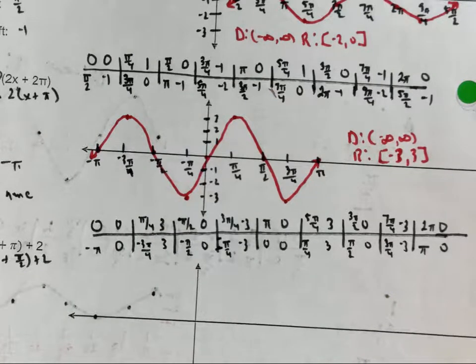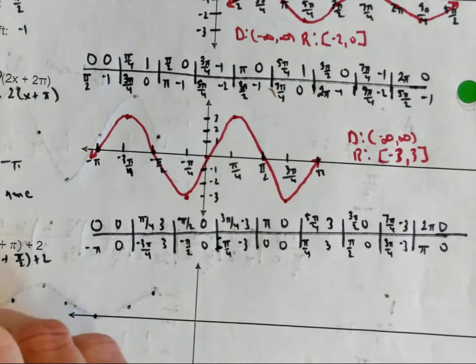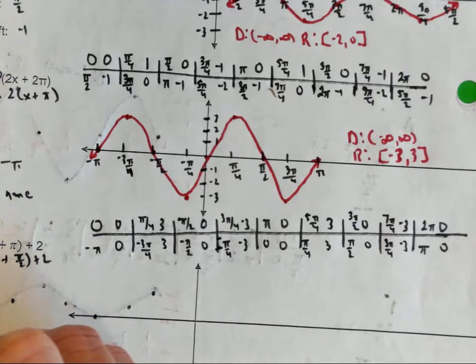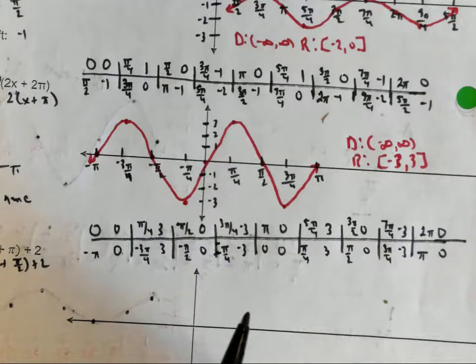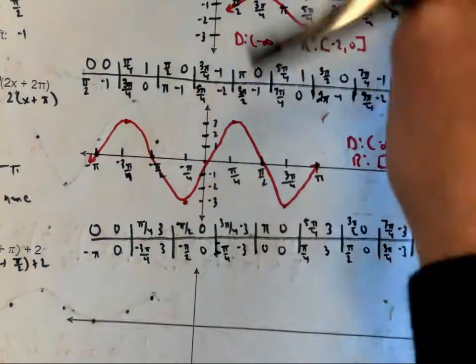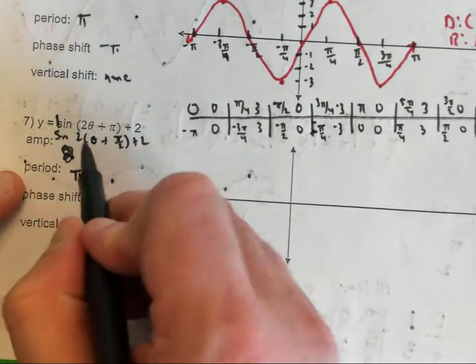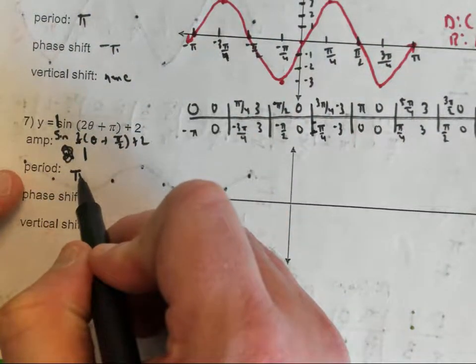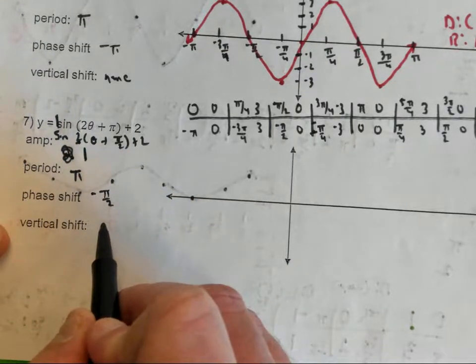On number 7, let's just go through the parts. What's my amp on number 7? 1. There's an understood 1 in front of that sine. What's my period? Pi. What is my period on this one right here? Pi, because my B value is 2, so 2 pi divided by 2 is pi. My amp is 1 in front of the sine. What's my phase shift? And then vertical shift is?